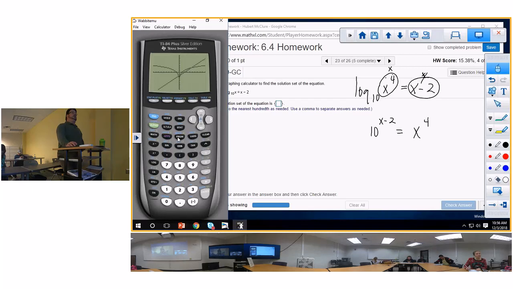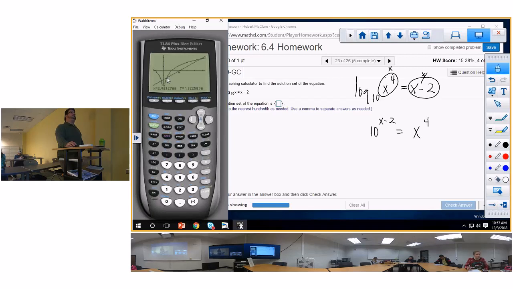And now we're going to go in. I'm going to do a zoom box. This is just me. I'm going to go up here and over here and hit enter. And I'm going to make my box just cover the what? The intersection points. Like there. And hit enter. So how many intersection points are there?